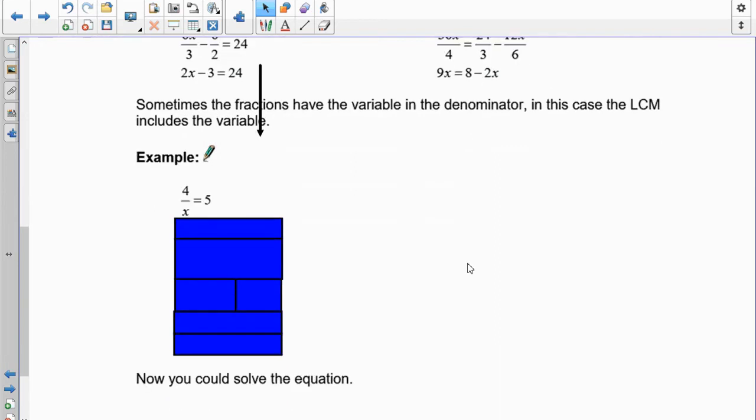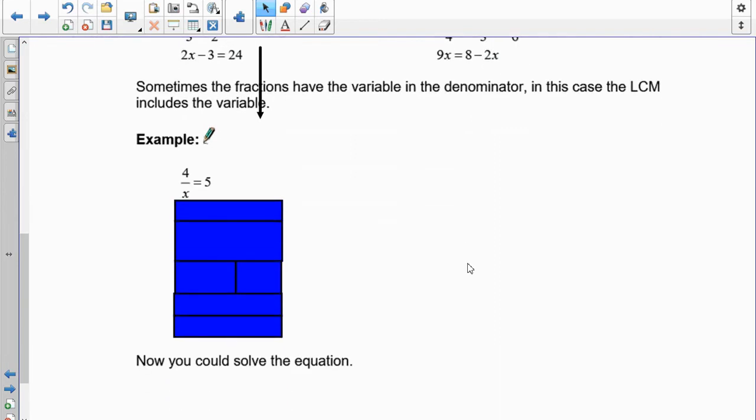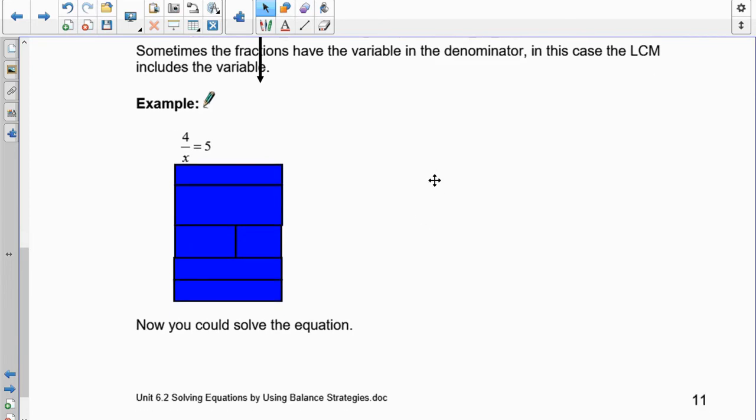Okay. Now sometimes the fractions have the variable in the denominator. In this case, the LCM. So taking a look at 4 over x equals 5. This causes an issue. Okay. Now my LCM is going to be an x because I've got a 1 over here. All right? So if I multiply everything by x, look what happens.